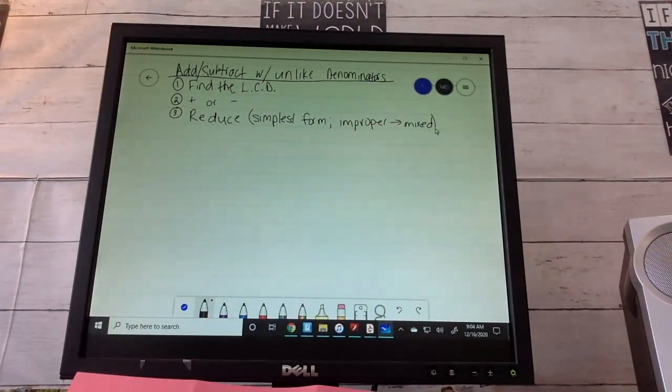Easy ones to remember are always, if they're both even numbers, they can be divided by what? 2. If the numerator and the denominator are both even, always divide them by 2. That's an easy one. So let's do some examples.